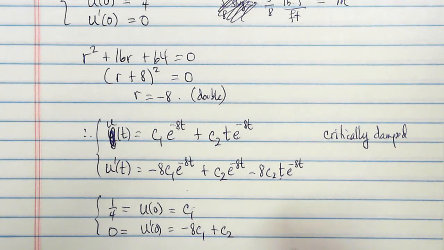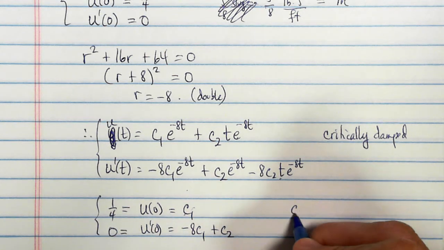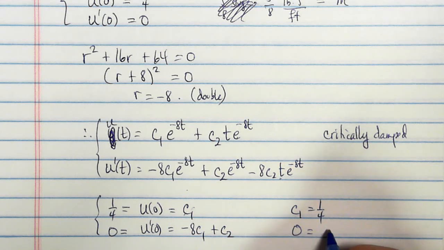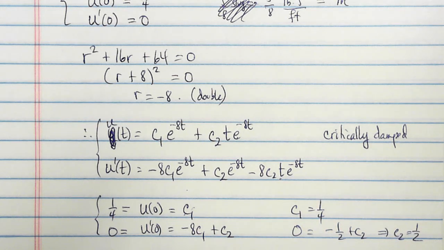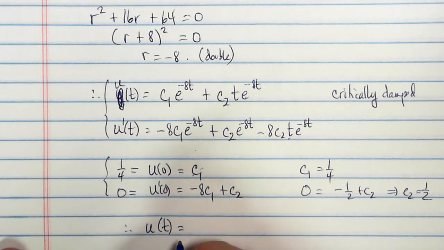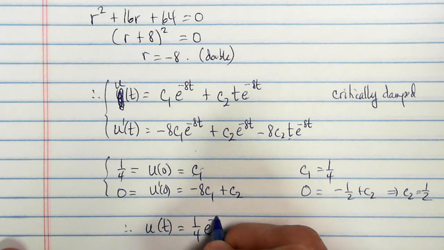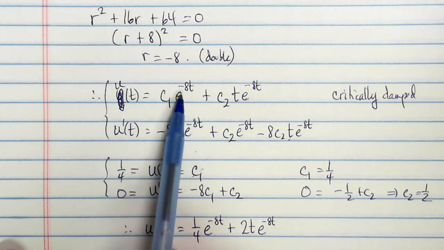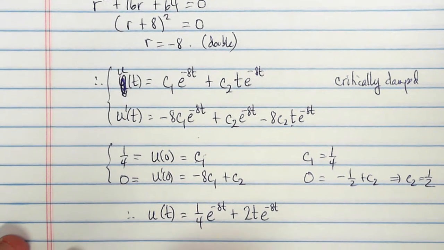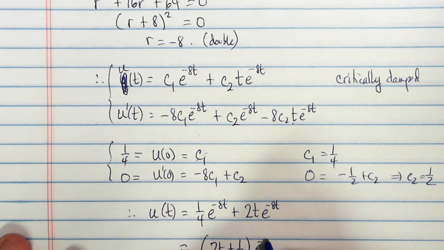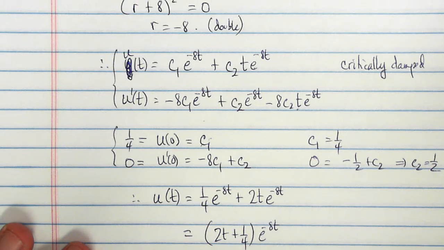So c1 is equal to 1/4. And we have that 0 is equal to negative 2 plus c2, so that c2 is equal to 2. And so therefore I conclude that u of t is going to be equal to 1/4 e to the negative 8t plus 2t times e to the negative 8t, plugging in the constants for c1 and for c2. And if you wish to factor this, that's fine. And that is the equation of motion for the spring.